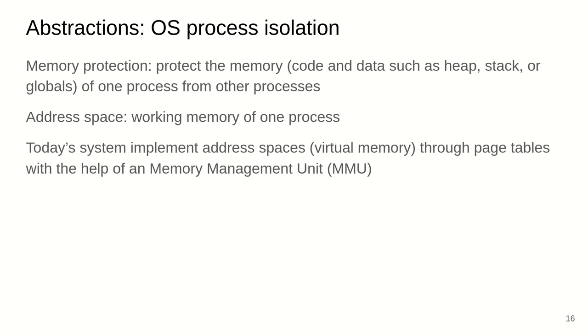So there are processes running next to each other in their individual address spaces, and the memory of each of the processes is actually protected, right? So the memory of each process consists of code and data such as heap, stack, or globals that are then being placed in a single address space for one process. And between processes, these address spaces are actually protected.